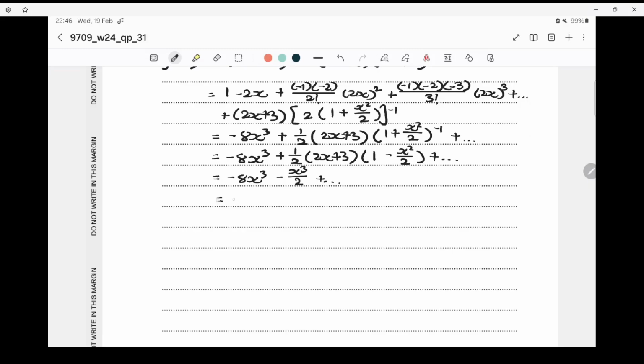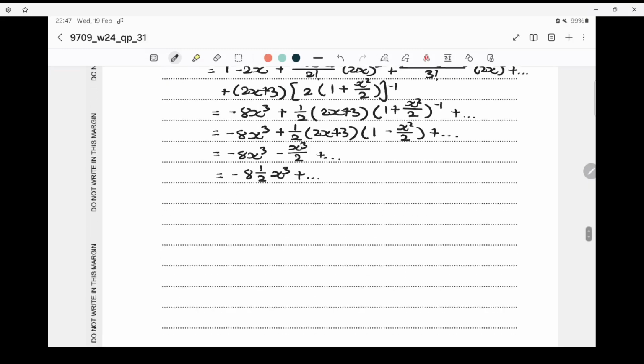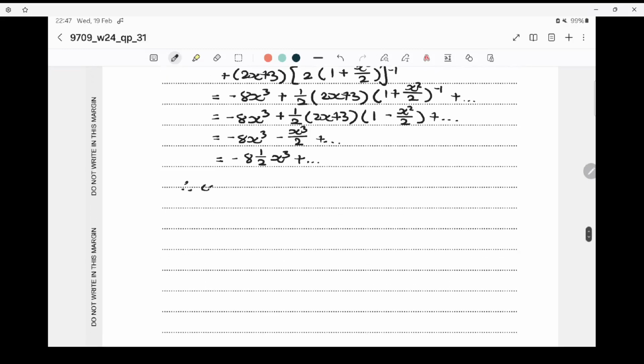So in the end you get minus 8 1 over 2 x cubed. Sorry. So therefore the coefficient of x cubed is minus 8 1 over 2.